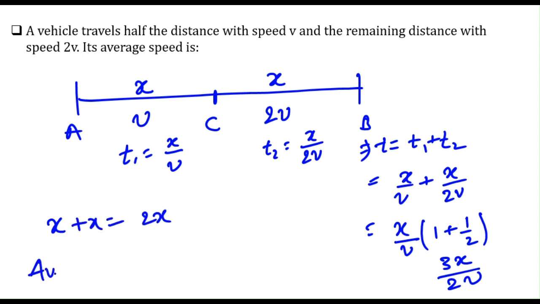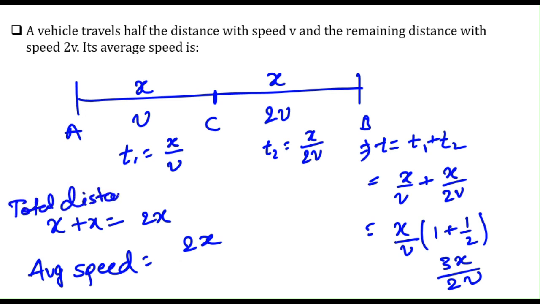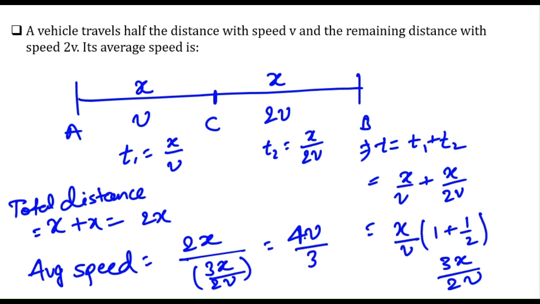So average speed is nothing but total distance by total time. Here we can write total distance by total time, 3x by 2v, and then we will have 4 times v divided by 3. So this will be the average speed, and there is no specific unit mentioned here. So whatever be the unit here, that will be the unit.